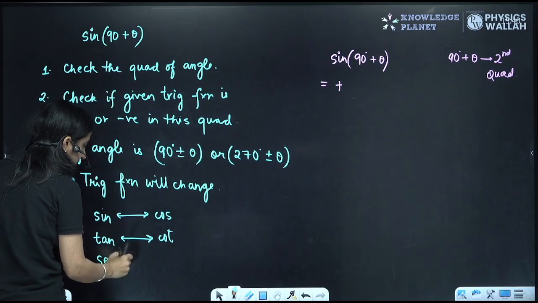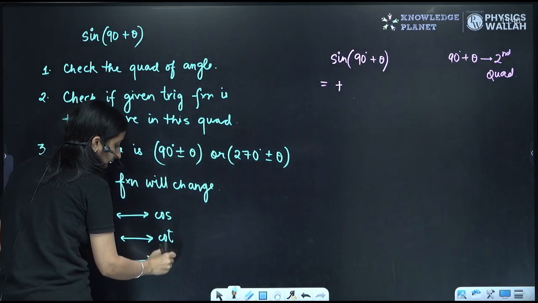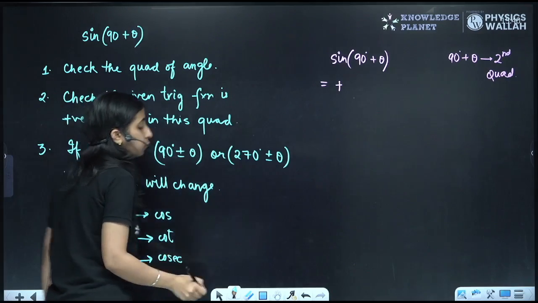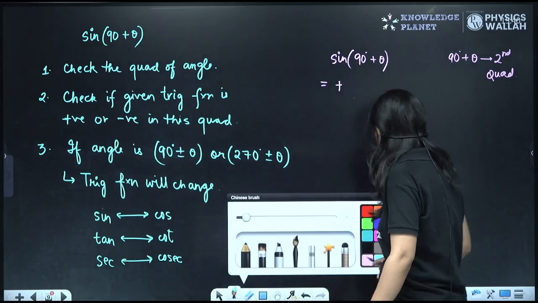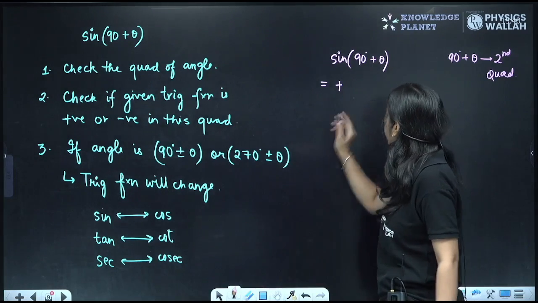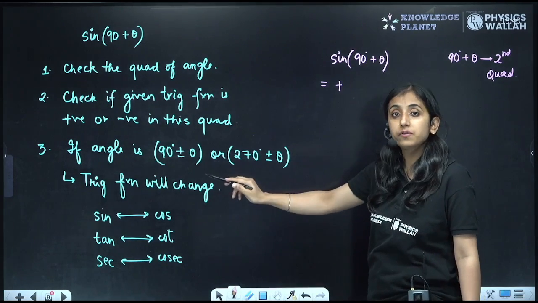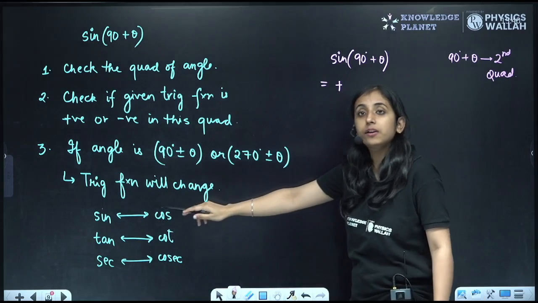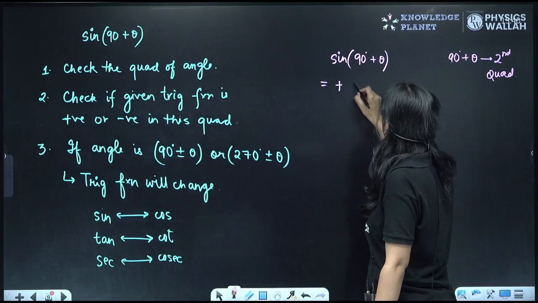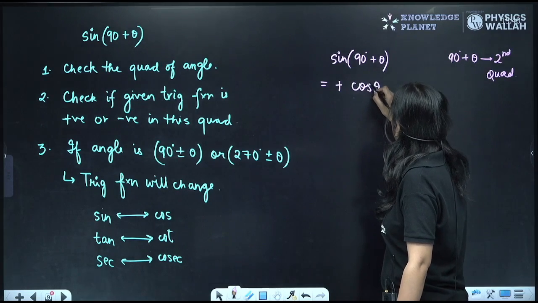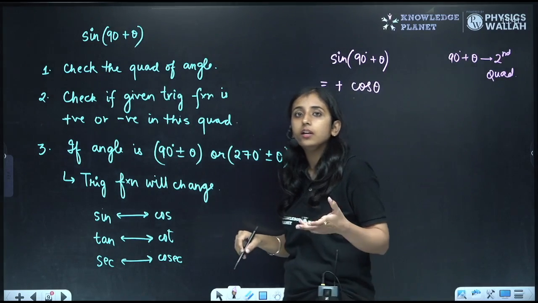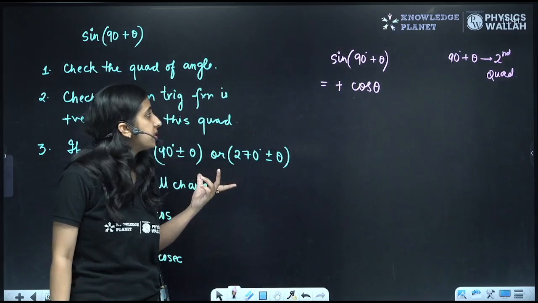Secant will change to cosecant, and cosecant will change to secant. Now because the angle is given as 90 plus theta, the function will change. Sine is the function, so sine will change into cos. So we will write cos of theta. Now we can find cos theta.